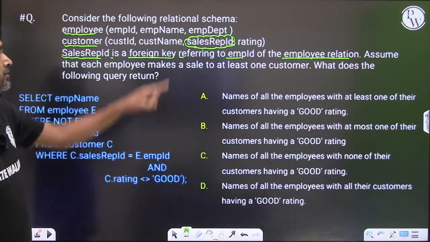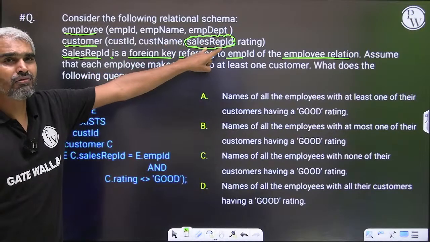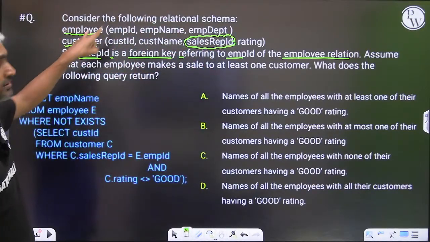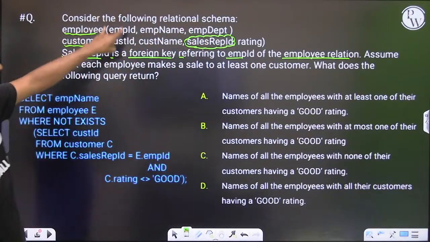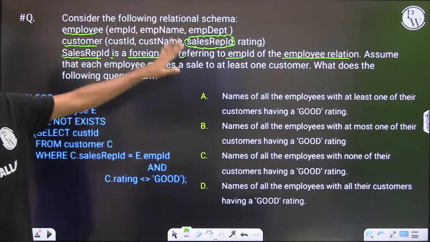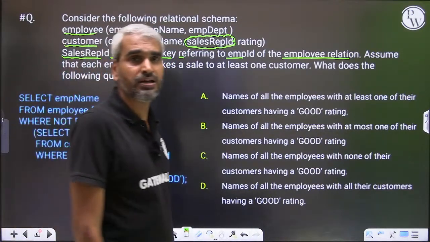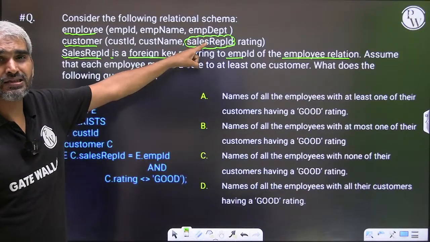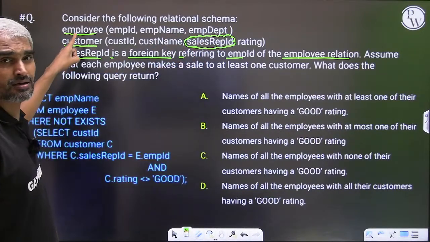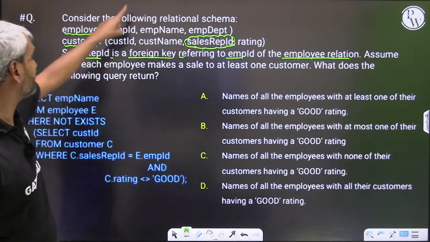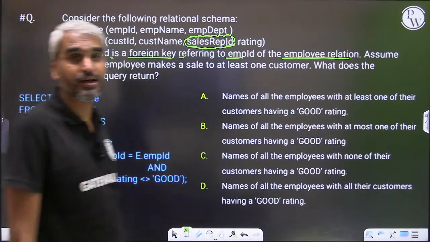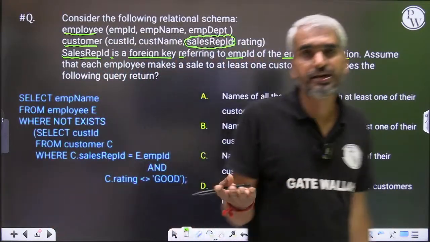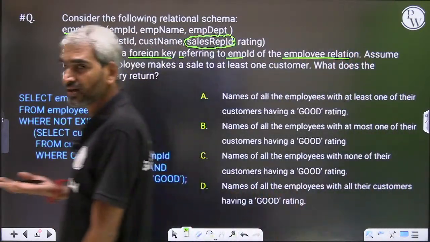So the attribute sales representative ID in the customer relation refers to the employee ID of the employee relation. That means there cannot be any sales representative ID in the customer table which is not present as an employee ID in the employee table. That's the constraint provided by the referential integrity constraint.